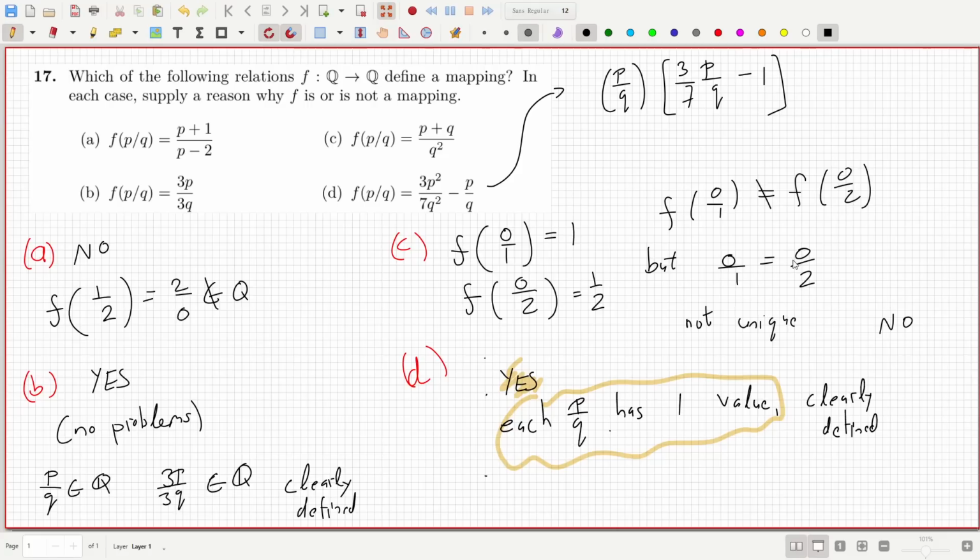This one here is no, because you have a situation where you have the same P over Q essentially, but you get different values. This one here is a no, because we fall outside of the Q. And this one here has a yes. There's no problems. Same as before, I guess. So I think no, yes, no, yes. I think. Yeah, I can check the answers somewhere.